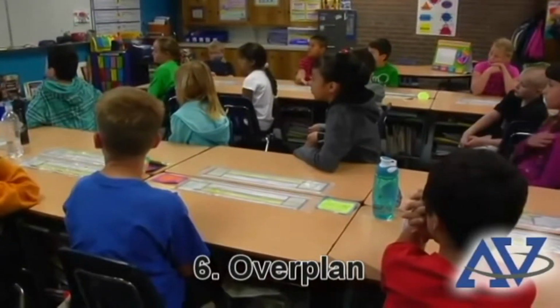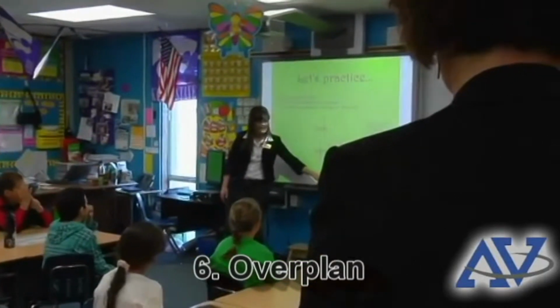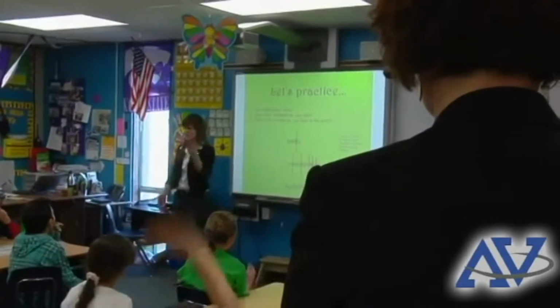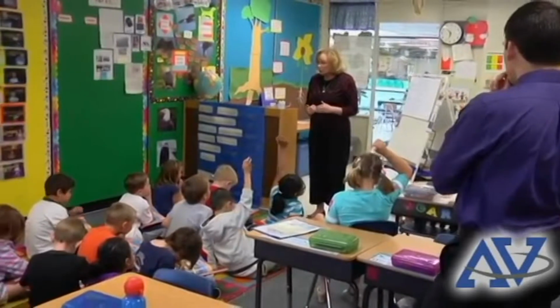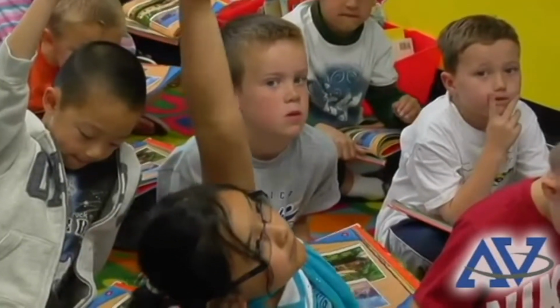Number six, overplan. Make sure you have plenty of activities to cover classroom time. It is wise to have several go-to activities to do if and when your lessons finish early. It is sometimes a point of no return when students realize they are done with planned activities.